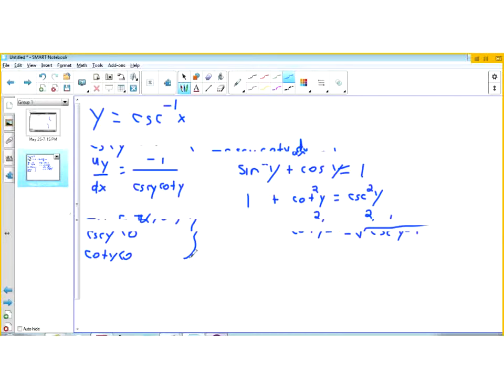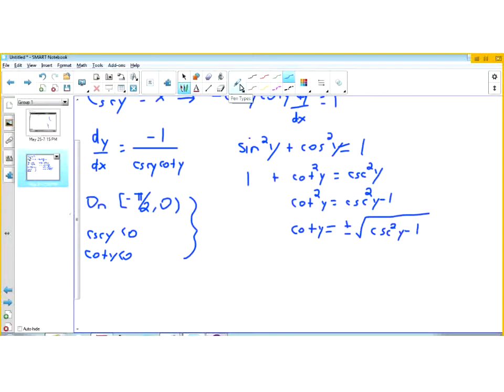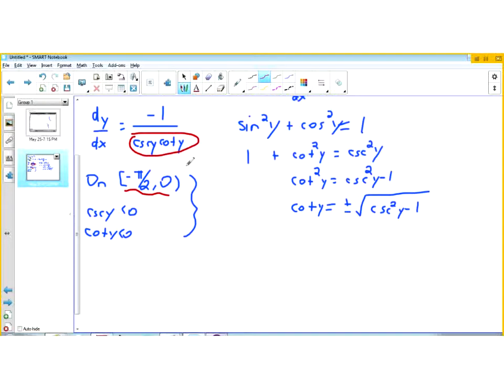So the product of cosecant y times cotangent y, this product on this interval will be greater than 0 because the product of two negative quantities is positive. All right, so that means now all we have to do is rewrite this whole expression in terms of x. Okay, so let's do that.